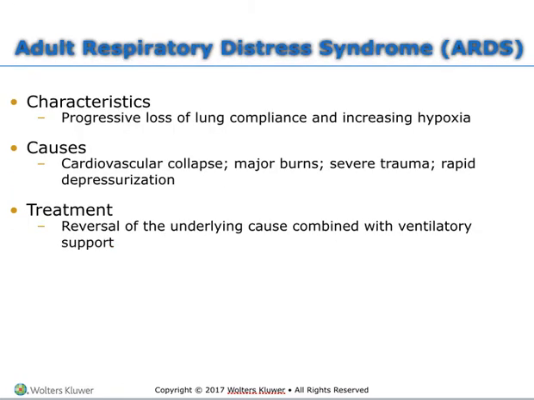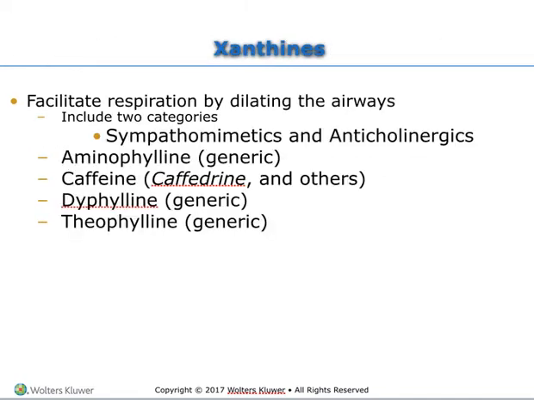There is adult respiratory distress syndrome, and these are the key characteristics, causes, and treatment. I'm not going to spend much time on that because you'll get that in greater detail in term 6 with Professor Bochart. Now we're going to talk about some drug classes.